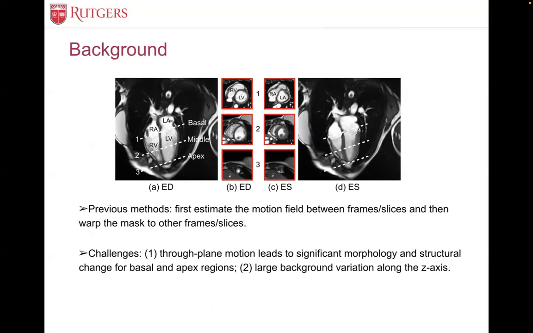In previous methods, we can first estimate the motion field between frames and slices, and then we can warp the segmentation mask to other frames and slices. However, there are some challenges for this kind of methods. The first challenge is the through-plane motion, which can lead to significant morphology and structural change, especially for the basal and apex regions. The second challenge is the large background variation along the z-axis, as can be clearly seen in column B and C in the above figure.